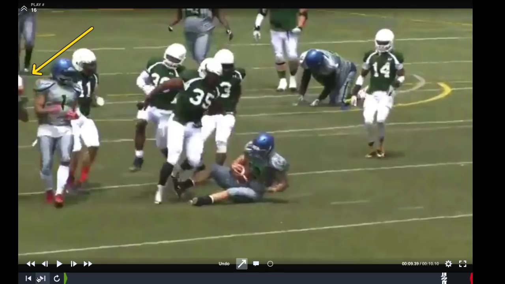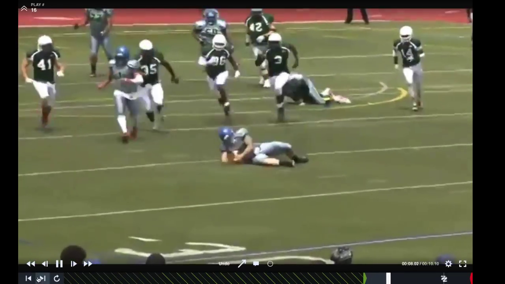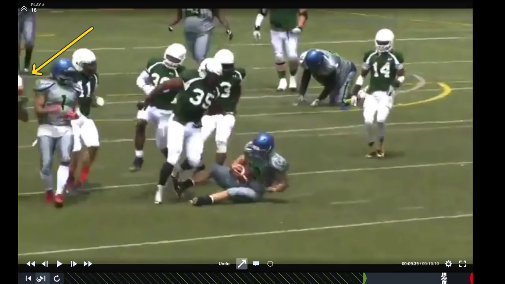Okay, this is not under the old rules of personal foul and unnecessary roughness. You can have 10 of those. No. Unsportsmanlike conduct, non-football act. Get this out of the game. No reason for this.